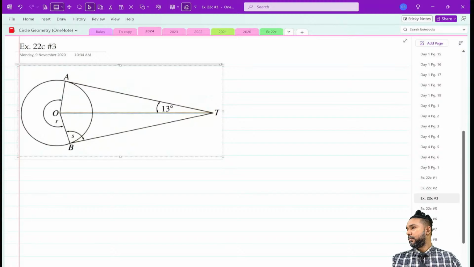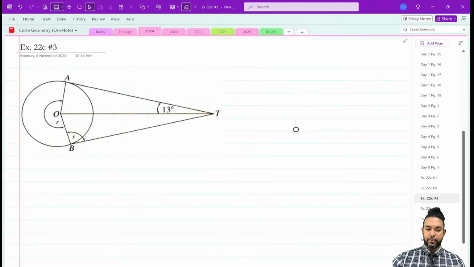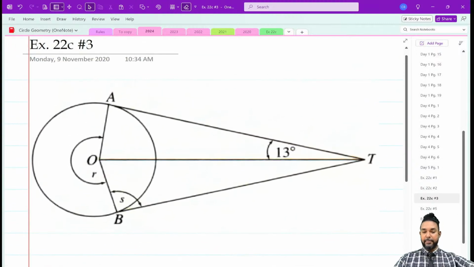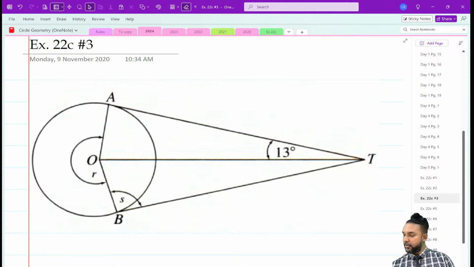Right. So I have some more questions coming your way. I'm just going to zoom in here so you can see it a bit more easily if need be. Now notice here we have a horizontal line cutting that quadrilateral.